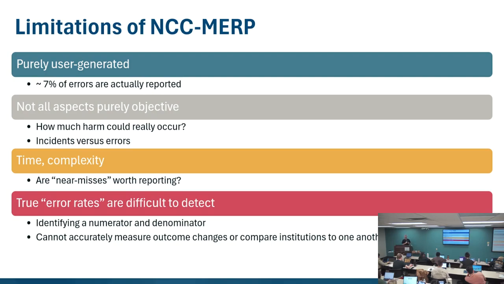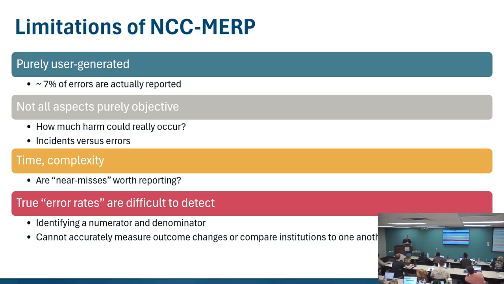So again, one of the challenges that's embedded in that is all errors are not reported because they have to be detected. Someone has to go through the process of reporting it, and that can be laborious. In fact, lowering the barrier for reporting is a potential strategy that needs more attention. Another aspect of it is that not all of the components are entirely objective, meaning that they're not all verifiable. How much harm could have occurred? That is somewhat of a guessing game.